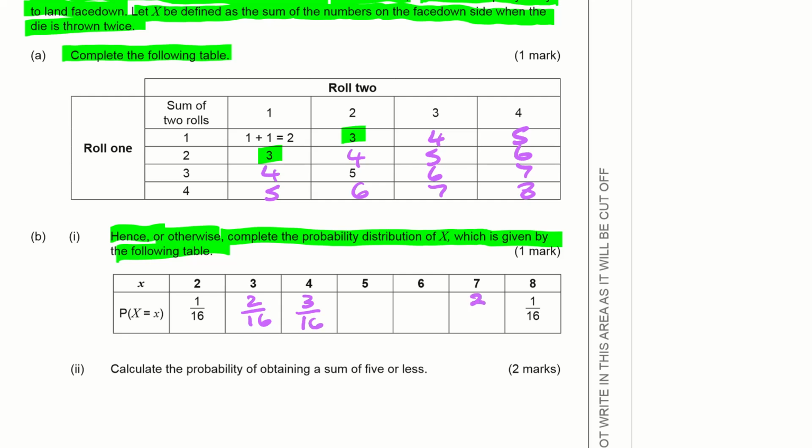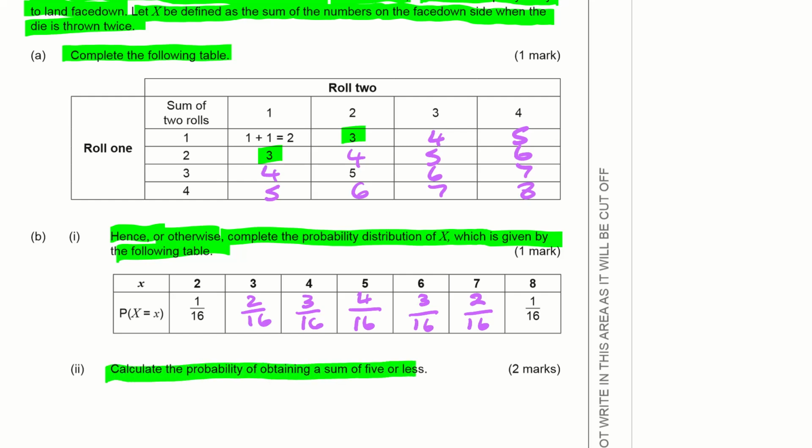for 7 we can see 2 out of 16. For 6 we can see 3 out of 16. That's going to be 4 out of 16. Always a good idea to just quickly check that those do add up to 1.